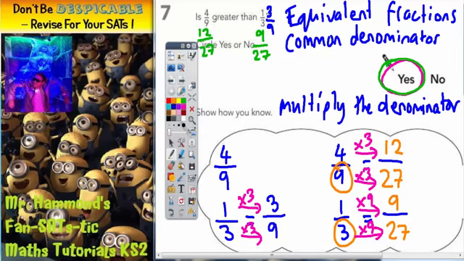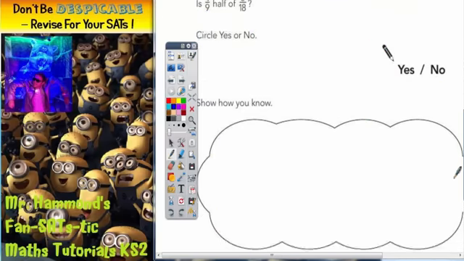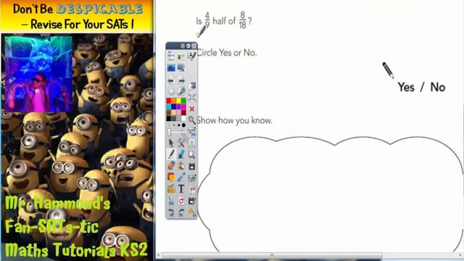Now let's scroll down to look at the second part of the question. This time we're being asked, is 4/9 half of 8/18? Circle yes or no. Well, let's draw some pizzas to help. You could actually make the mistake of thinking the answer is yes, because 4 is half of 8 and 9 is half of 18. But if you circle yes, you're going to get no marks for this bit, because the answer is actually no. And the diagrams of pizzas may help us understand why.